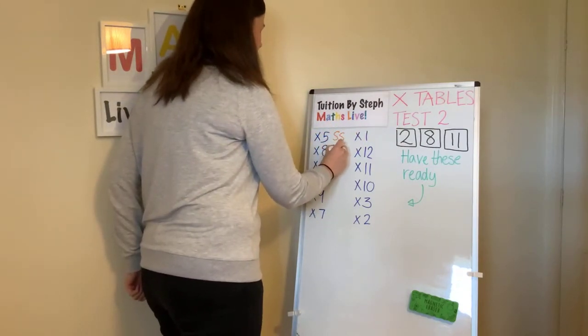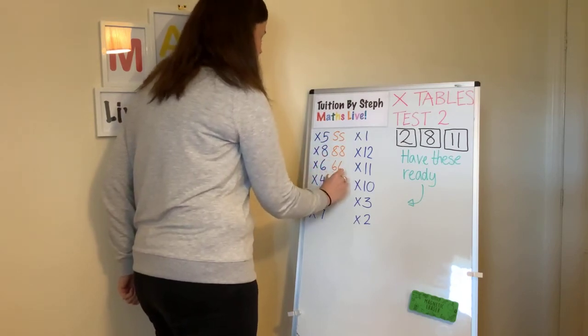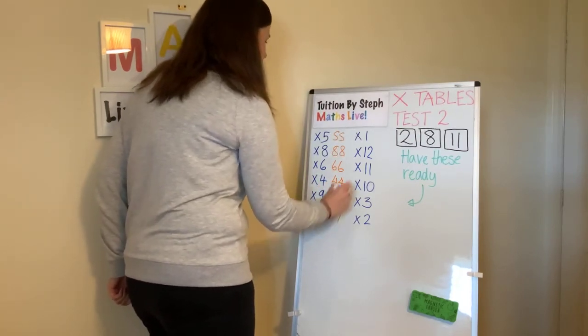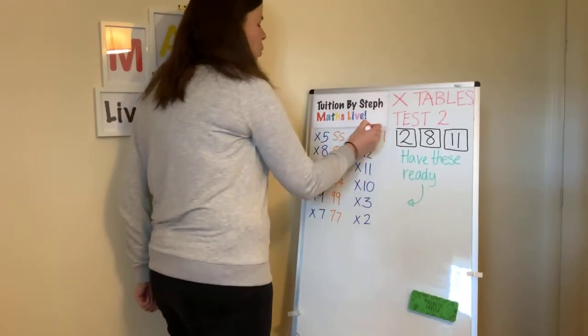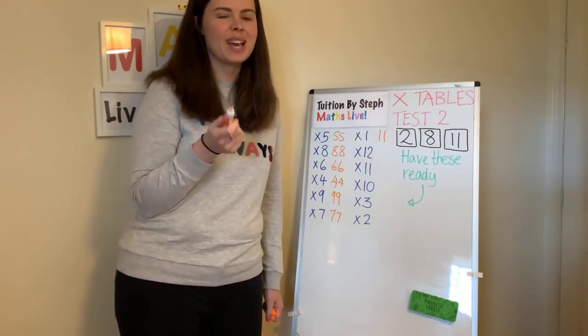11 times 8 is 88. 11 times 6 is 66. 11 times 4 is 44. 11 times 9 is 99. 11 times 7 is 77. 11 times 1 is 11. Oh, what's 11 times 12? Because this is when it gets trickier.